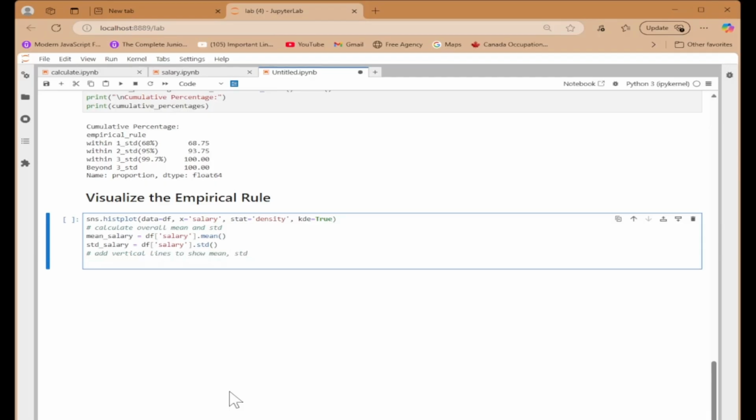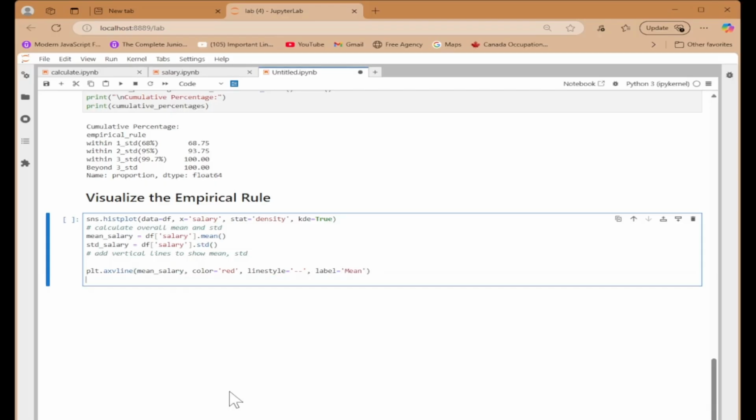Here we need to be careful. plt.axvline, vertical line, mean salary, comma, color equals red. I'm going to draw a red line. Line style equals dash dash to show the vertical mean line. It will be a dash dash red line, comma, label equals mean. Okay, so that is the mean.